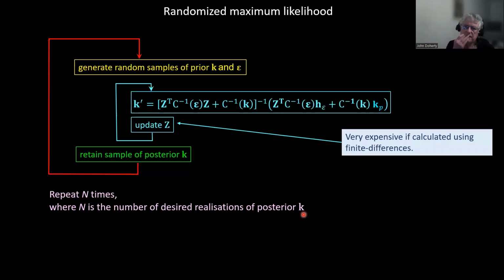Now, it's quicker than rejection sampling, but it's not quick enough. So how can we improve on this? Well, we're now going to look at the iterative ensemble smoother, and it's able to improve on the efficiency of this process by about 2 orders of magnitude, and we'll show you how now.